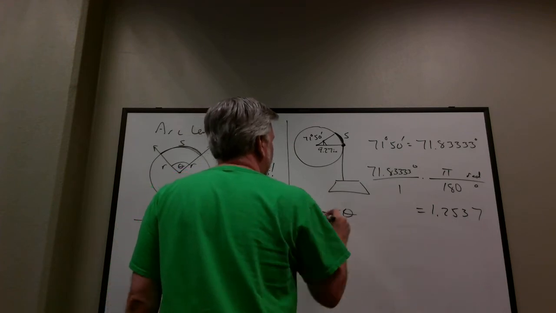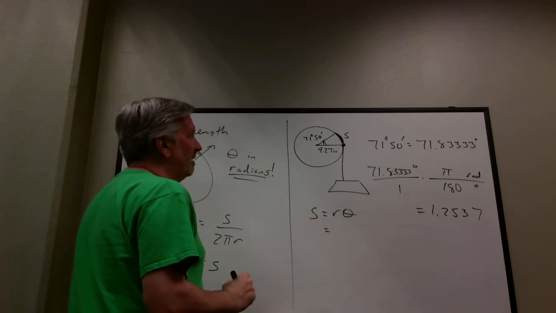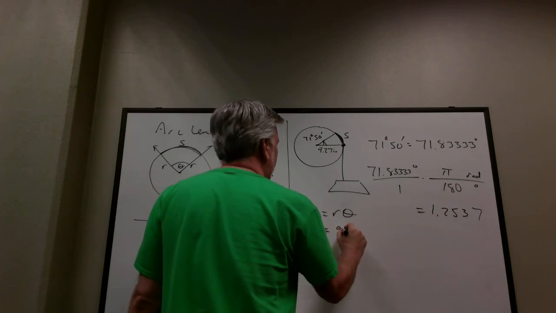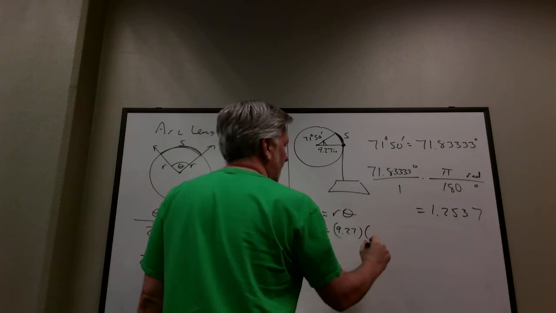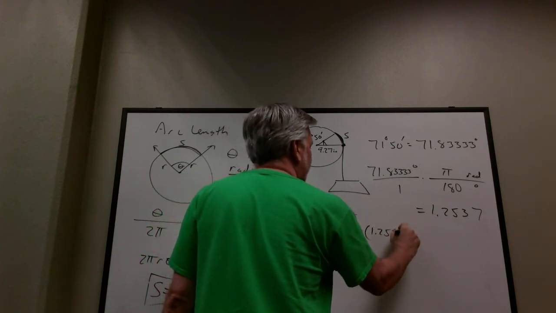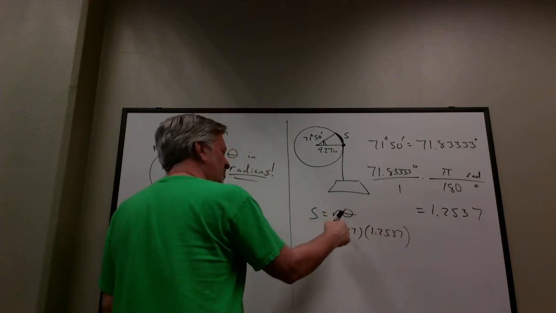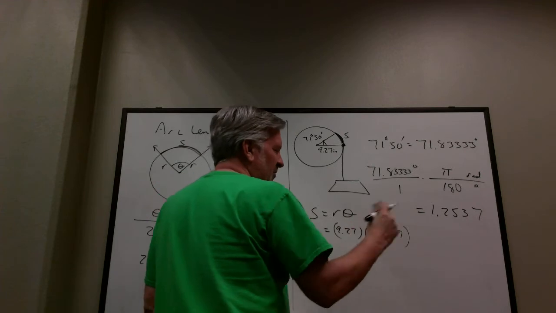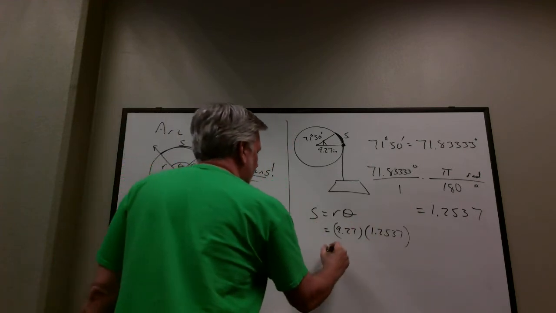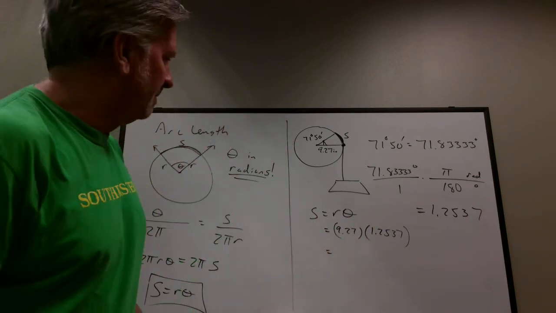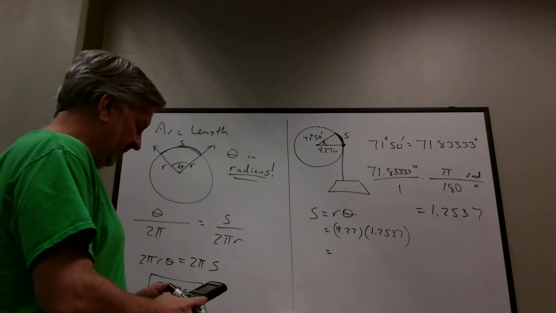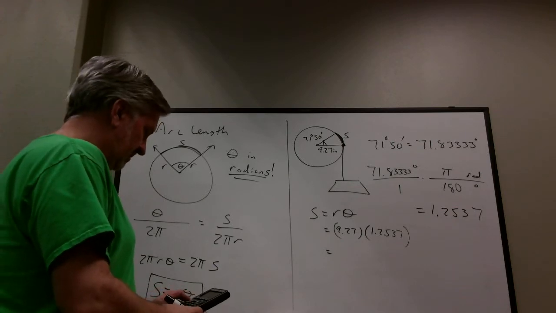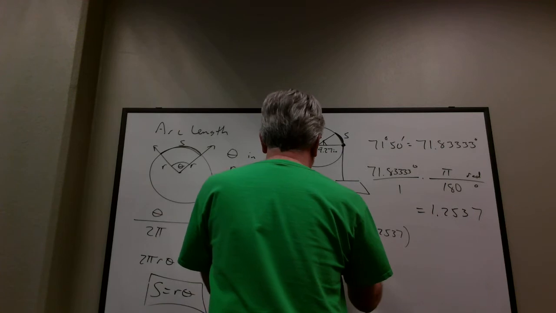S is r theta. S is what we're looking for. R was 9.27, and theta is 1.2537. Don't put the units here. When you put radians and inches, you're going to get confused. Don't worry about the units. And then we just multiply those together. 9.27 times answer. If I go to a couple places, it's 11.62.